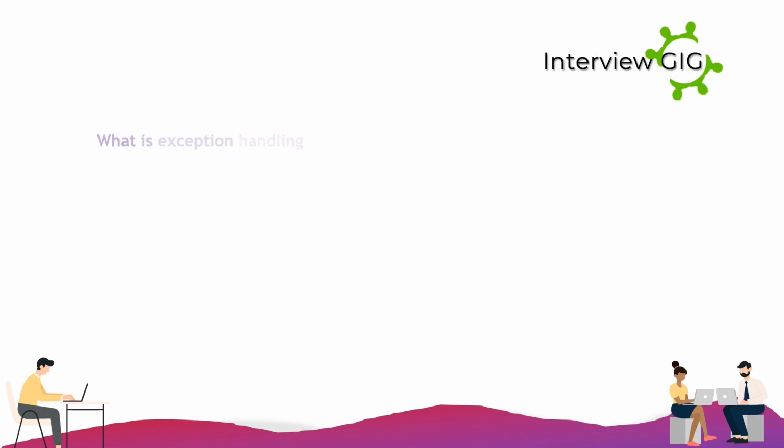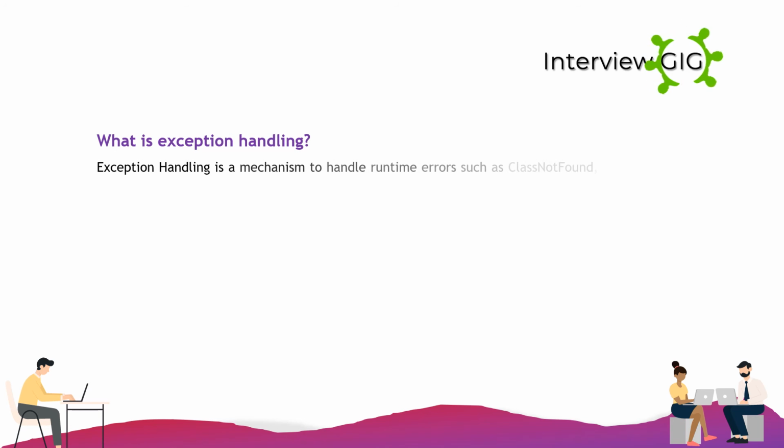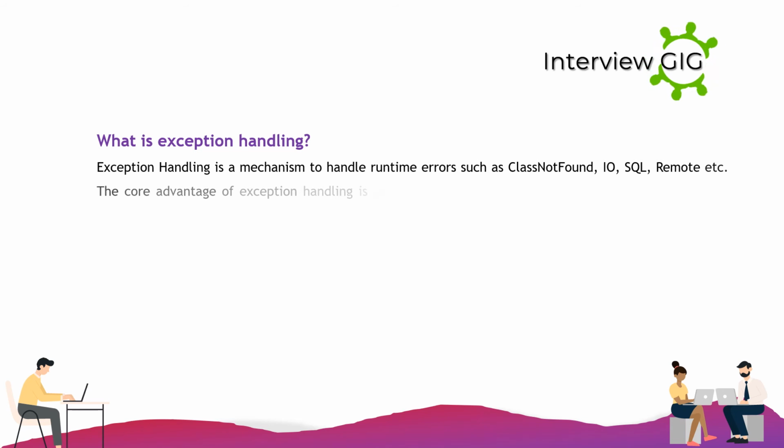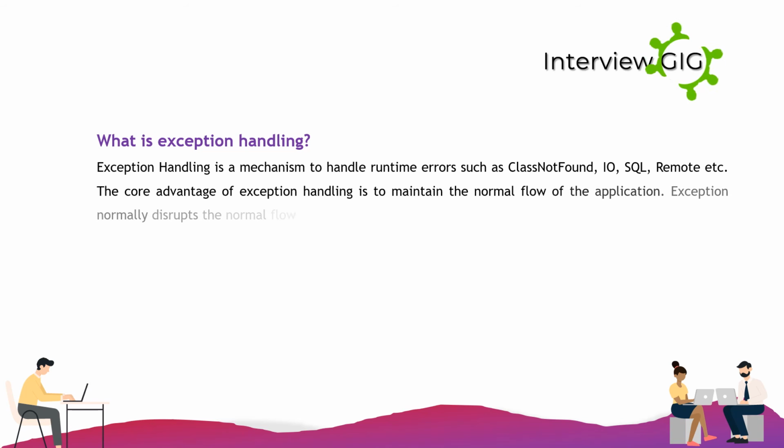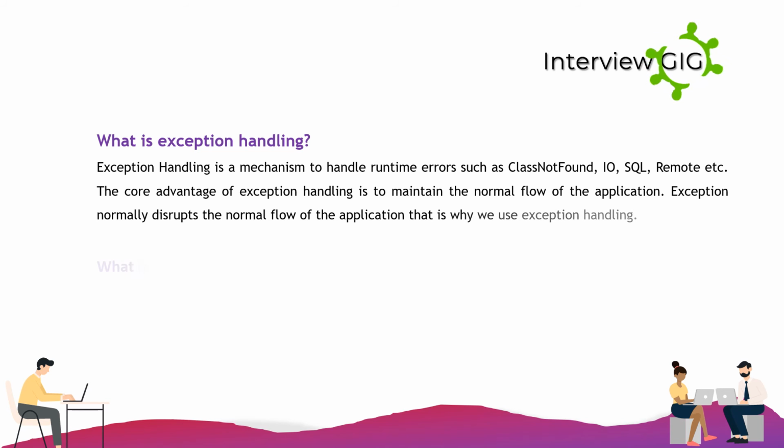What is exception handling? Exception handling is a mechanism to handle runtime errors such as ClassNotFound, IO, SQL, Remote etc. The core advantage of exception handling is to maintain the normal flow of the application. Exceptions normally disrupt the normal flow of the application, that is why we use exception handling.